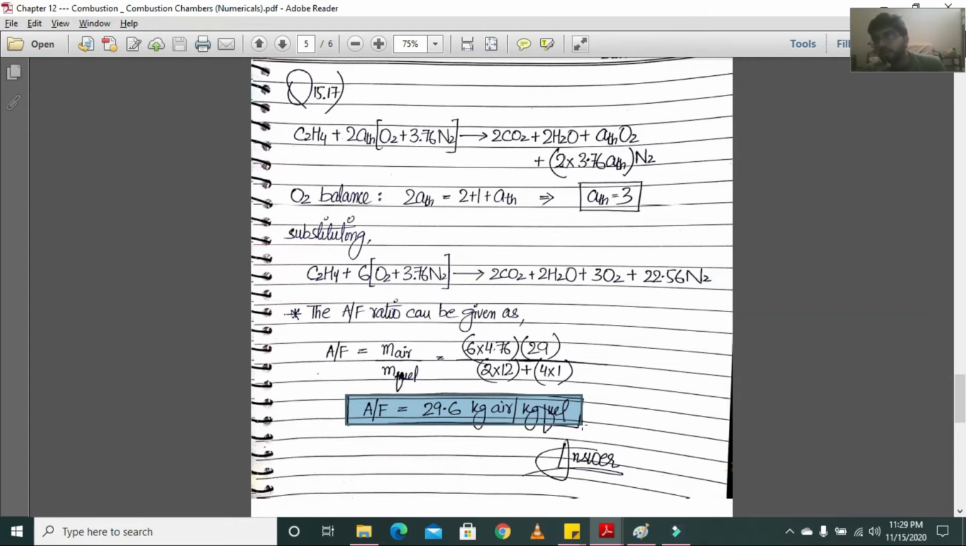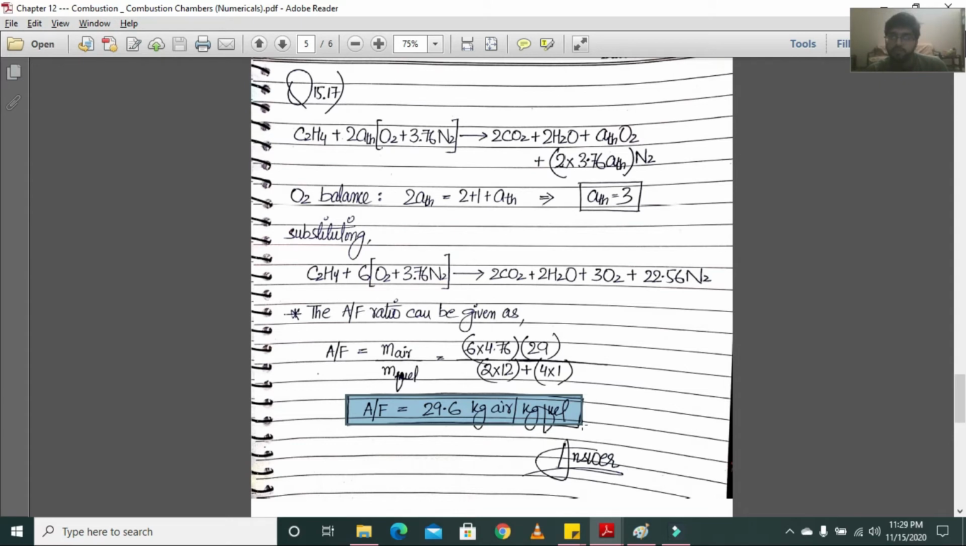So you can see that this question was very similar to the previous question, and there was only one difference: instead of having 75% of the excess air, we had 100% of the excess air here.